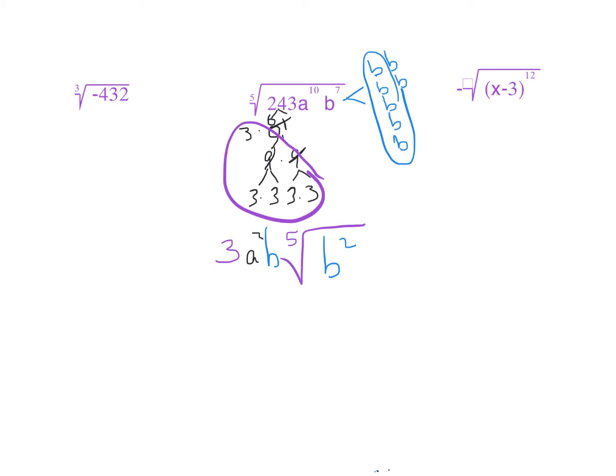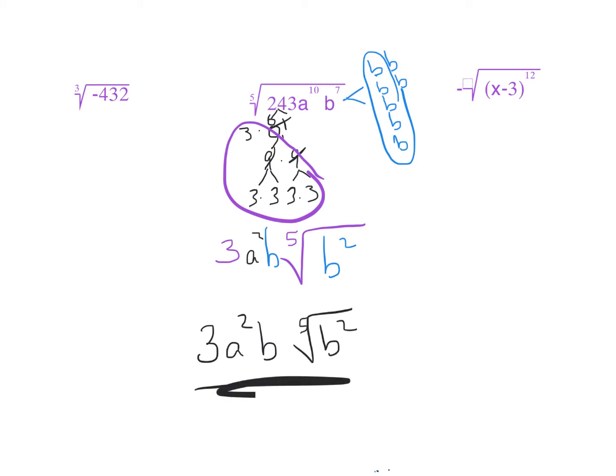So let me clean this up here. We have a 3, a to the second, just a lonely b, and then we have our index of 5, or the fifth root of b squared. So that one is my final answer.